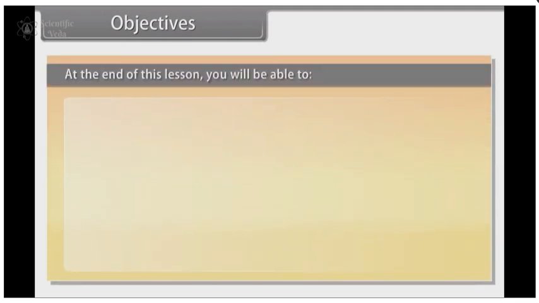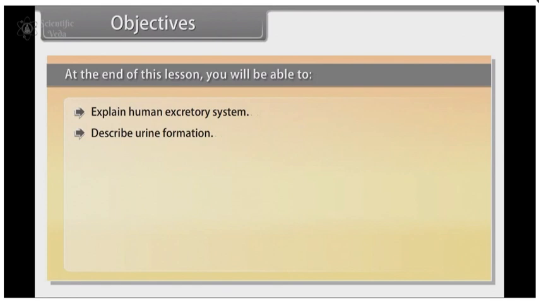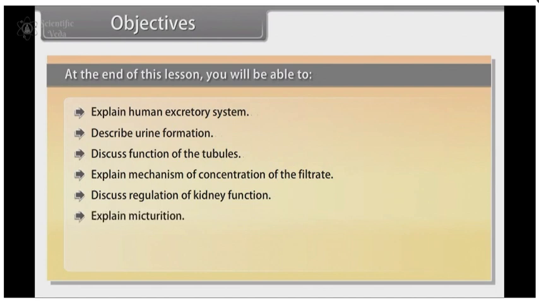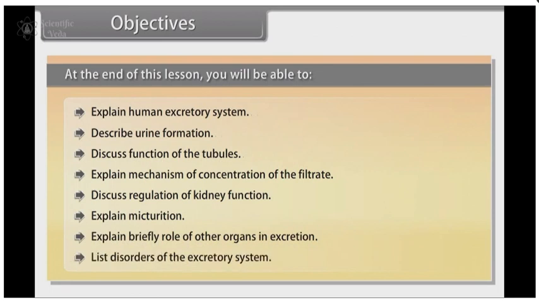Objectives. At the end of this lesson, you will be able to explain the human excretory system, describe urine formation, discuss functions of the tubules, explain mechanism of concentration of the filtrate, discuss regulation of kidney function, explain micturition, explain briefly the role of other organs in excretion, list disorders of the excretory system.